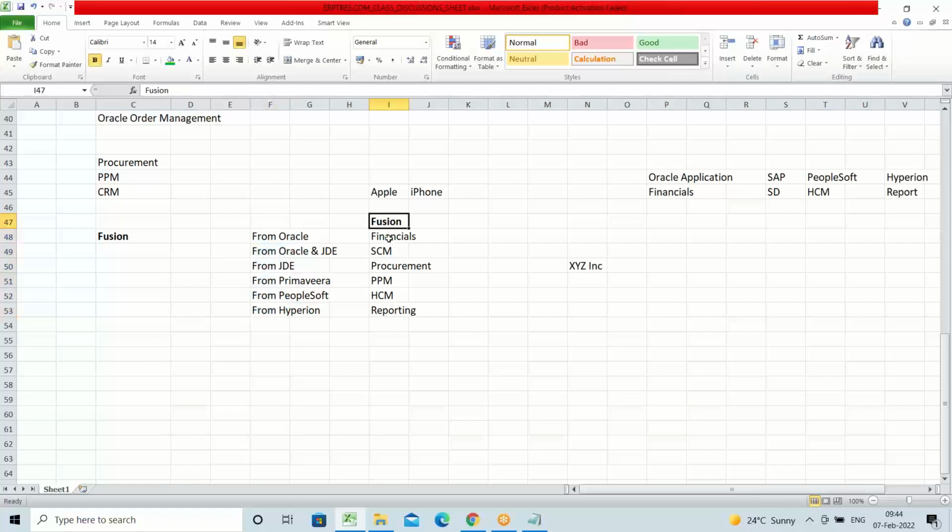Now we have to see how the solutions are available in Fusion. If you look at the background, it is the legacy best solutions from the different ERP applications and different products. That is the reason Fusion is the best in the market. So this is the meaning of Fusion.